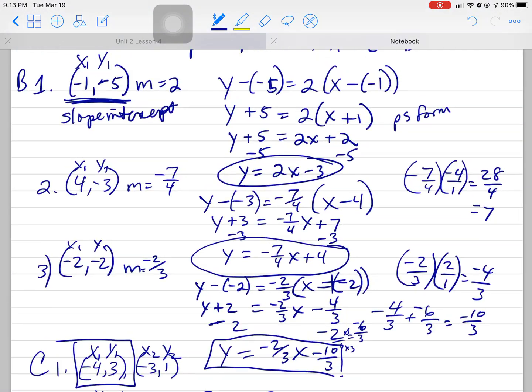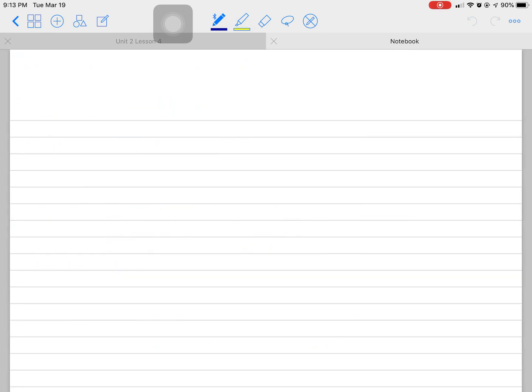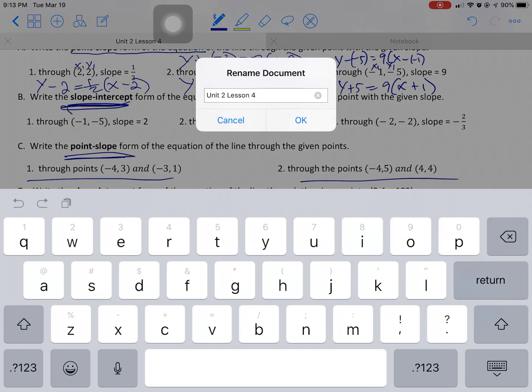I need more paper. Or I need to erase. Here's more paper. Okay. That was 2. Is that all there was? Hang on. Yeah, there's only 2. I did that one and I did that one. All right, so D says write in slope-intercept form through the points.